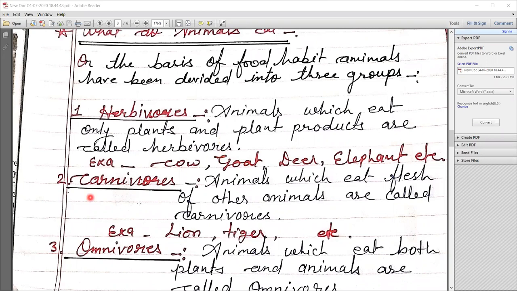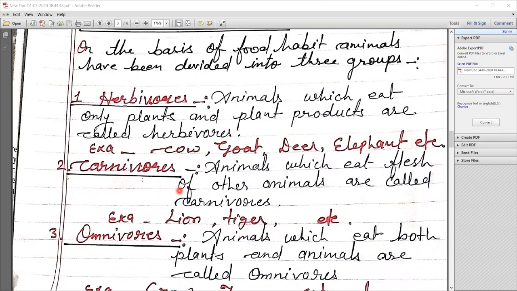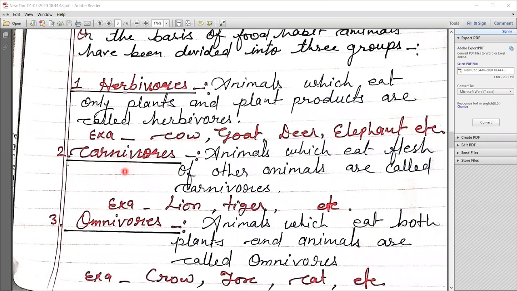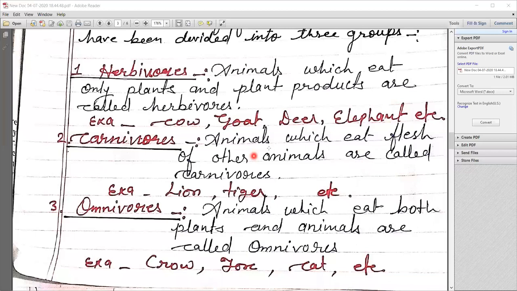Second is carnivores. The second category of animals is carnivores, animals which eat the flesh of other animals. There are some animals which do not eat plants. They just kill other animals and eat their flesh. Such animals, those who eat only the flesh of other animals, are called carnivores. Example: lion, tiger, jackals. They eat only the flesh of other animals.